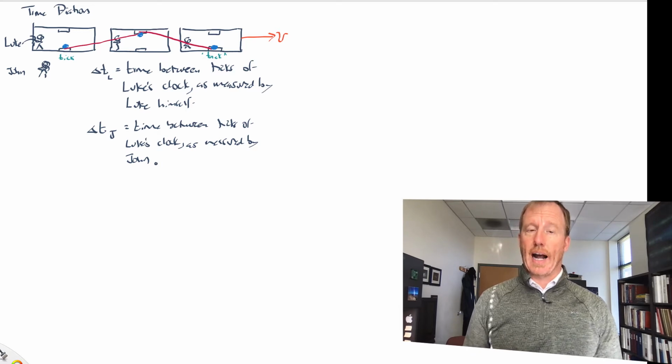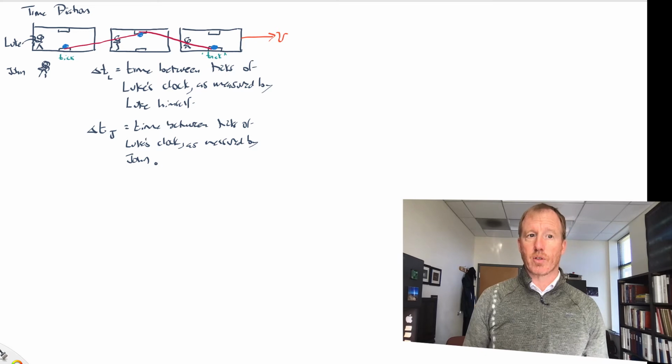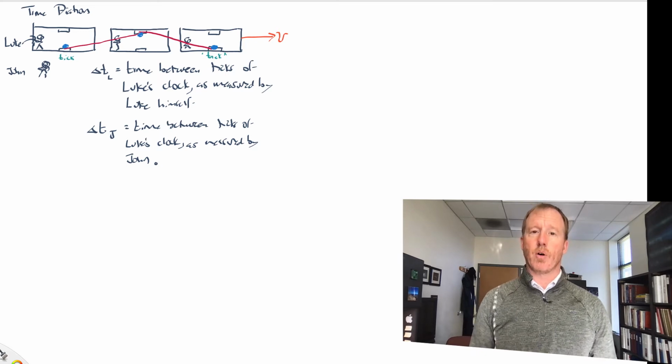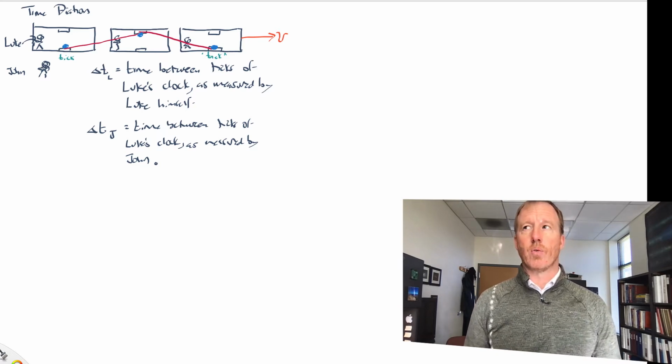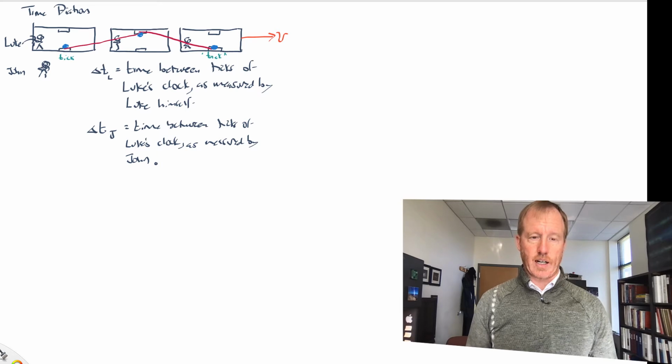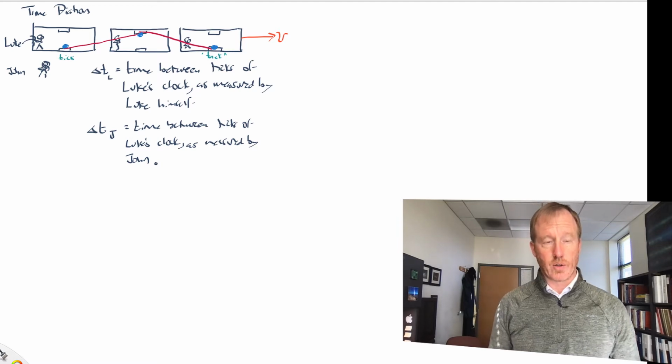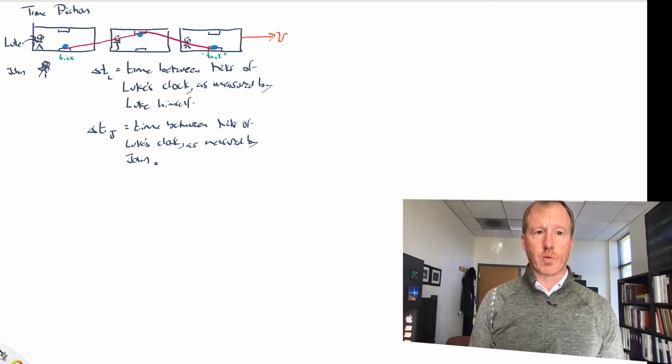Then there's another astronaut named John who observes Luke, his clock, and his spaceship all rushing past at a speed v. And the question is, what is the time between ticks of this clock as measured by John compared to the time between ticks of this clock as measured by Luke? So I've denoted, notice this picture here, I've shown Luke rushing past.